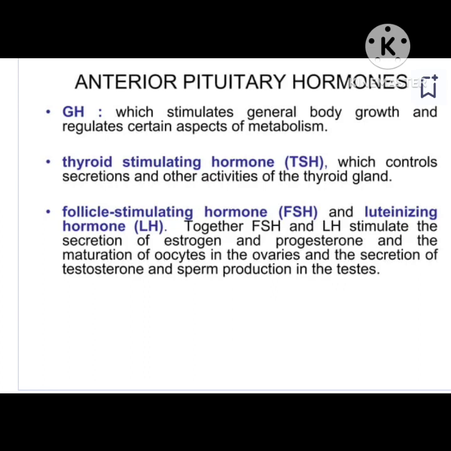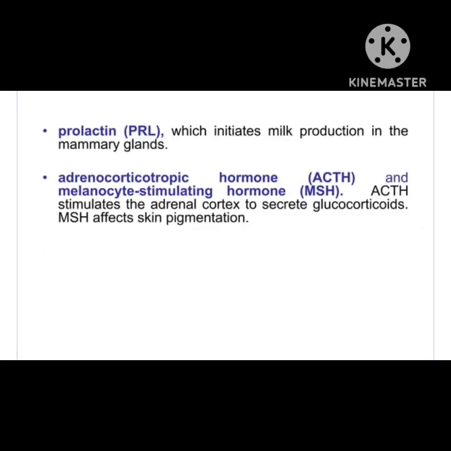Growth hormone is responsible for growth, then thyroid stimulating hormone, and the next one is prolactin, which initiates milk production in the mammary glands. And next is ACTH, that is adrenocorticotropic hormone, and melanocyte stimulating hormone.